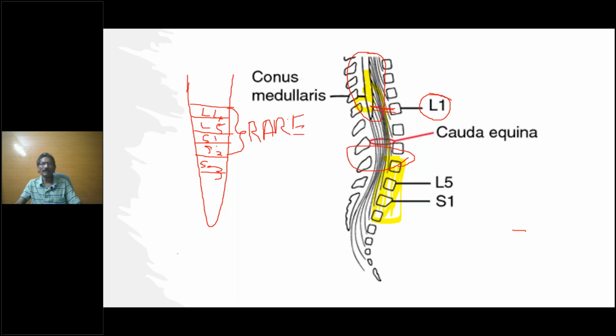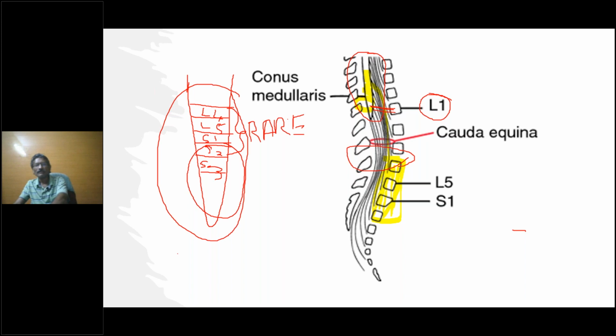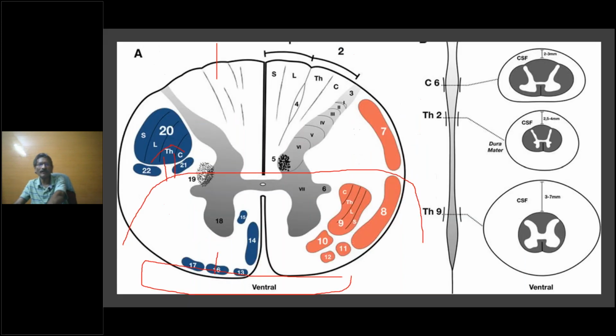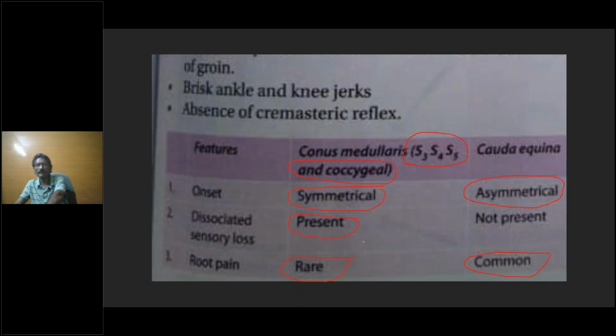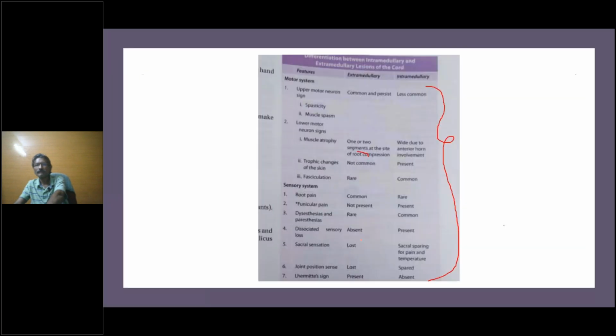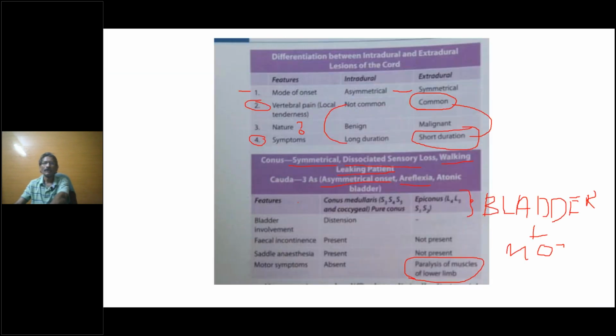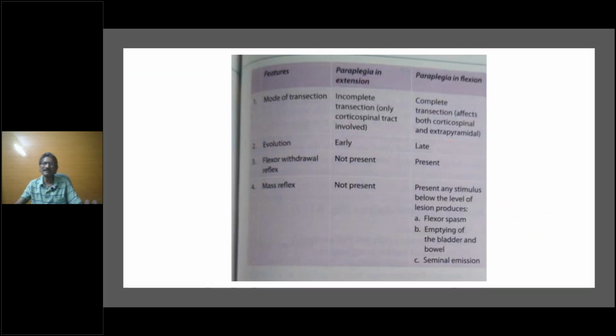So a lesion commonly affects this part, or it affects the entire part. Okay. So basically it is the tip of the cord lesion only. Epiconus is the tip of the cord lesion. Did you understand the difference now? Okay. Now going to this paraplegia in extension and flexion, it's not a very valid question, but just try to understand.